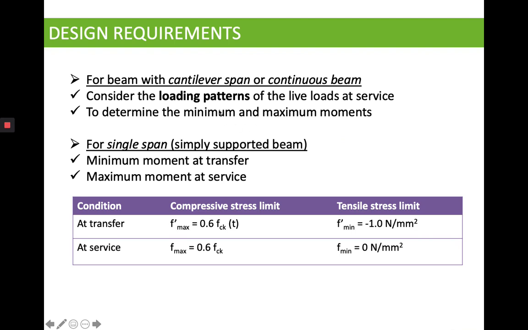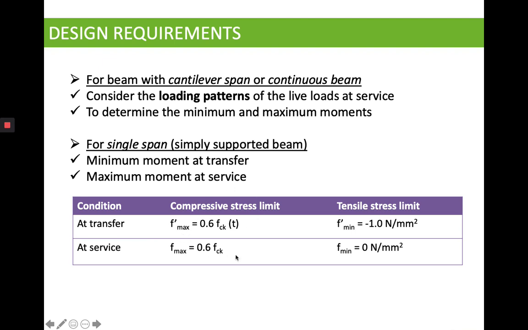This is what I have mentioned to you just now, where we have these alternate loadings. Then for a single span, which is usually a simply supported beam, we are going to consider the minimum moment at transfer, where we consider only the self weight of the structure, and also the maximum moment at service. So we are going to consider a higher value of moment at the service stage.